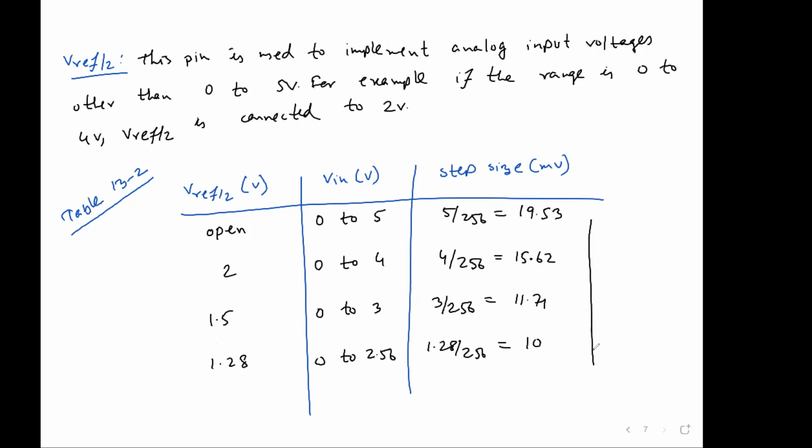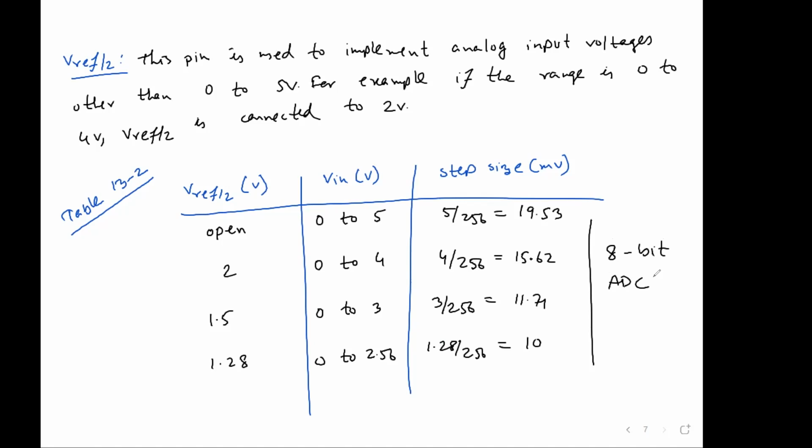Now, this is very obvious. The only simple question is why is the denominator 256 every time? This is also very obvious because this is an 8-bit resolution ADC. So that's why the denominator is always 256. But the numerator is my reference voltage, which may change based on the connections or ranges.